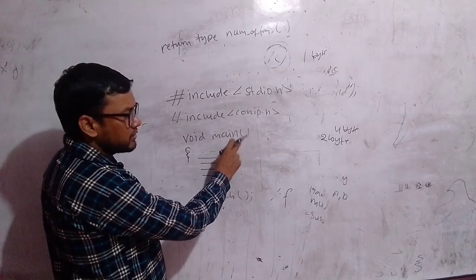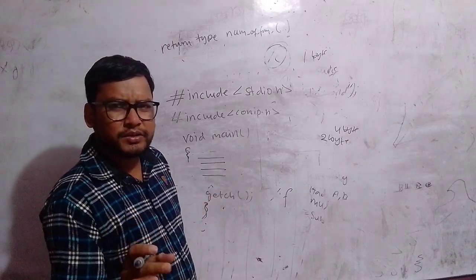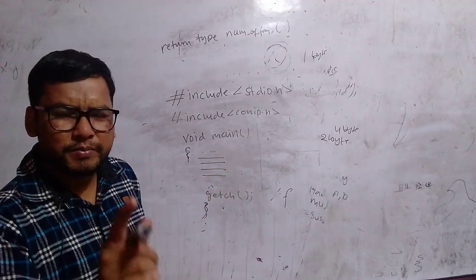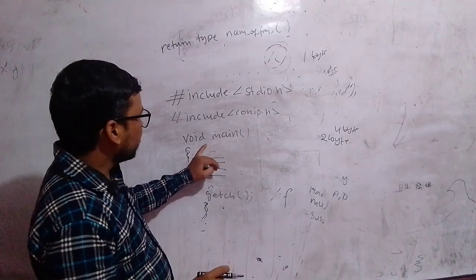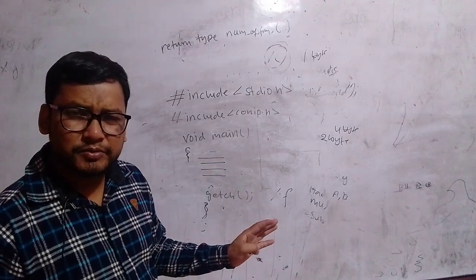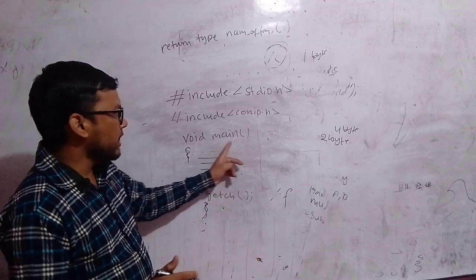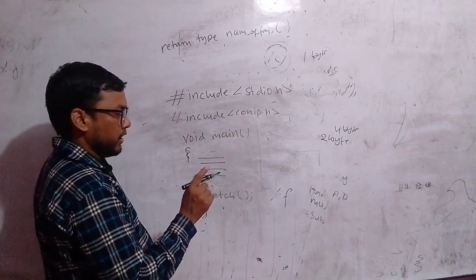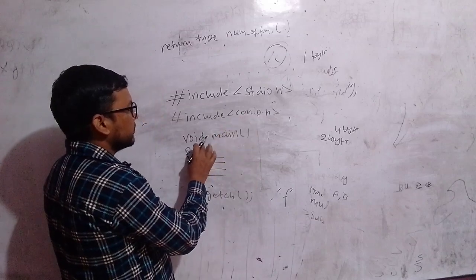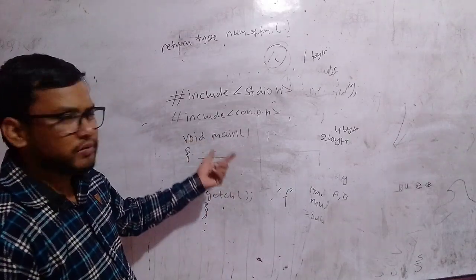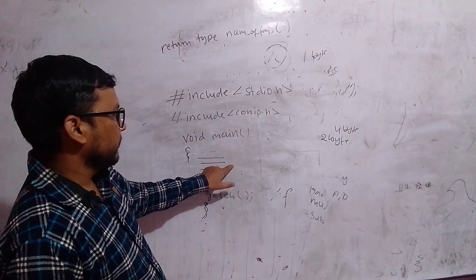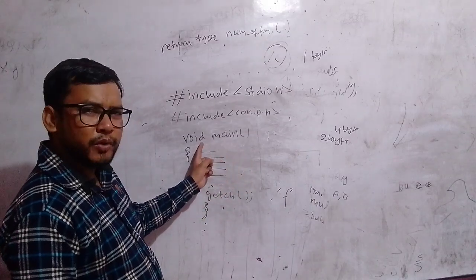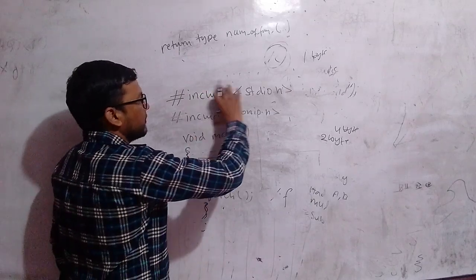This is called the main function. Every program must contain at least one function, which is called the main function. Every program may contain any number of functions of any names, but it must contain a main function. The main function is the function whose name is main. We write void because it does not need to return anything. Here all operations will happen, so it does not need to return any value. Void main.